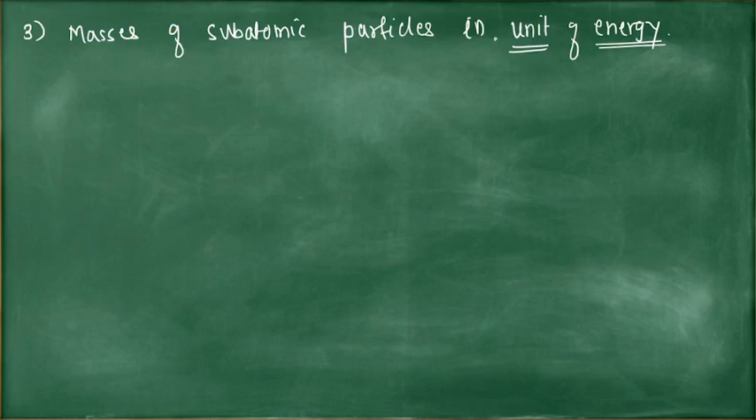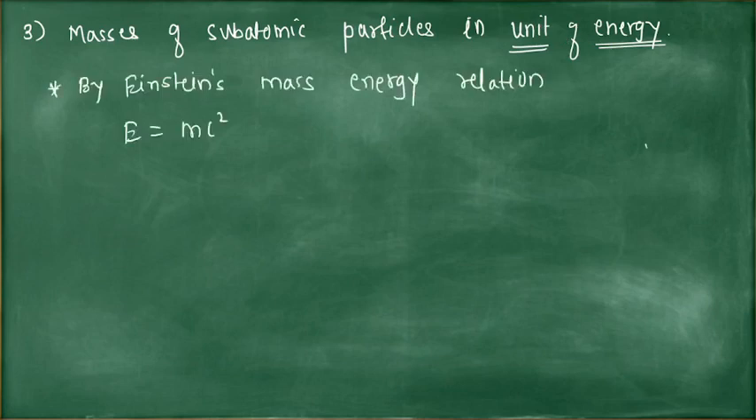Masses of subatomic particles in unit of energy. The third way is you can express mass in unit of energy. So how can you represent mass in unit of energy? Because there is an equivalence between mass and energy, which is given by Einstein's famous mass energy relation, E equals mc square. Here E represents the equivalent energy of mass m. When m is annihilated, this amount of energy is produced, which is given by m times c square. c is the velocity of light.